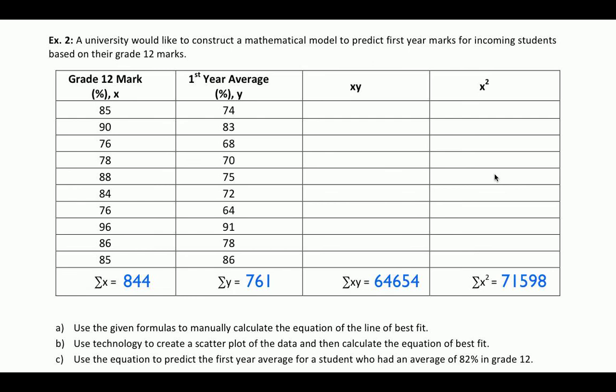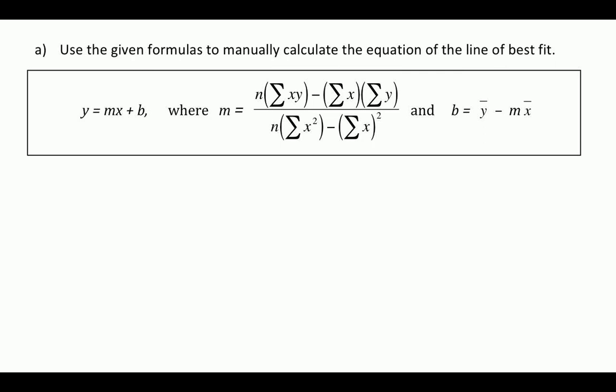equation of the line of best fit. So we need m. We need b. We need y bar. And we need x bar. That's what we need. So here we go. Use the given formulas. We want to manually calculate this. All right, so here we go.